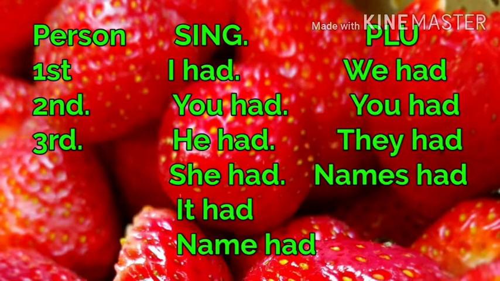Second person singular number, you had. Second person plural number, you had. Third person singular number, he, she, it, name had. So we can use had here. And third person plural number, they had and names had. If there are more names than 1 or 2 we can use had. So the summary is, we can use had with any type of subject in which tense? Past perfect tense.